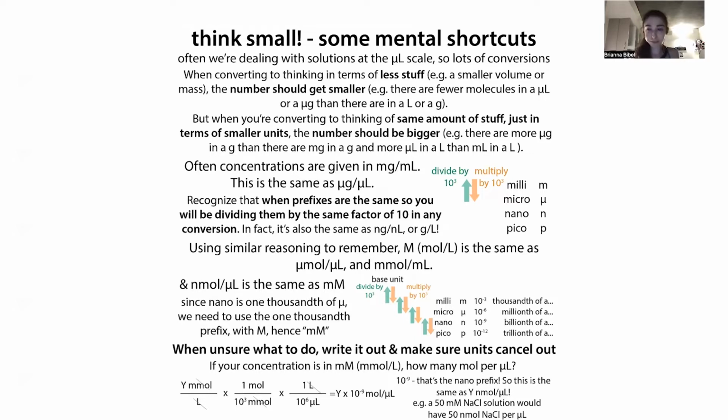Similarly, if we're converting between grams and micrograms, we're going to be multiplying. We're going to be getting a bigger number because we're going to smaller things, but we're talking about the same amount of stuff, just in terms of smaller units. And we can go all the way down, so we can say there are more micrograms in a gram than there are milligrams in a gram. But then there are the same number of micrograms in a milligram as there are milligrams in a gram. So we can convert between these at all these different levels.